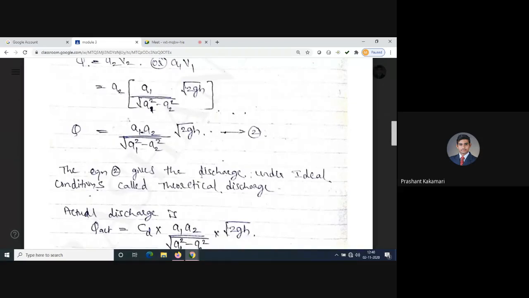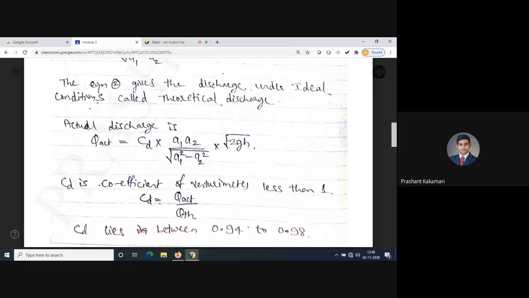Now to find the actual discharge, we know one more relation. That is the coefficient of discharge for the orifice or the Venturimeter, given by CD equal to Q actual by Q theoretical. The coefficient of discharge for the Venturimeter and orifice is the ratio of the actual discharge to the theoretical discharge. That is the definition of coefficient of discharge. CD is Q actual by Q theoretical. That's why now we can write Q actual equal to the coefficient of discharge of the Venturimeter into Q theoretical.